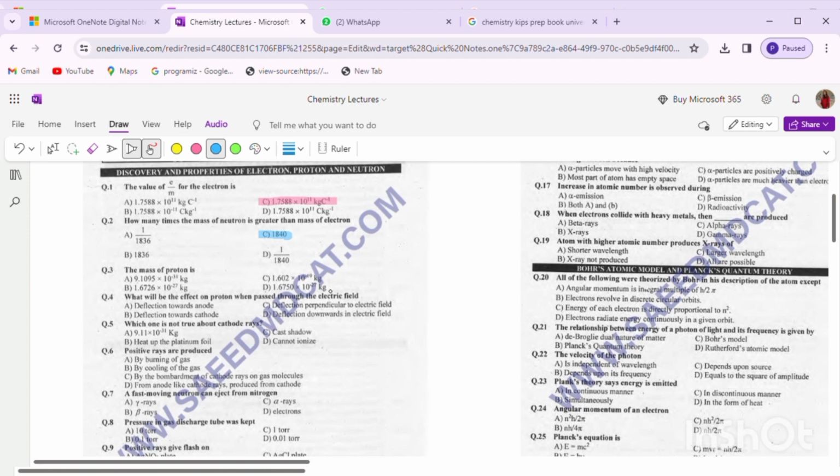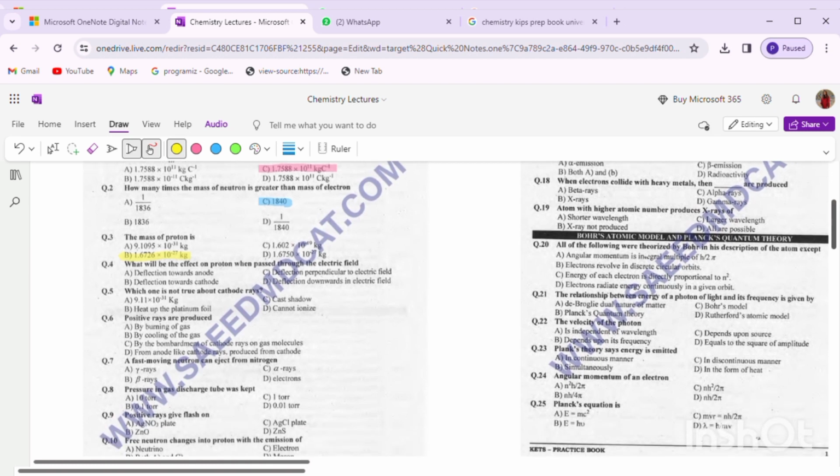They have asked us about the mass of proton. So 1.6726 into 10 to the power minus 27, which is the mass of proton, right? This is the correct one. The other option, 1.6750 into 10 to the power minus 27 kg, is not. So we know that 1.6726 into 10 to the power minus 27 kg is the correct option. So for the third MCQ, B is the correct option. Let us go with the fourth one.